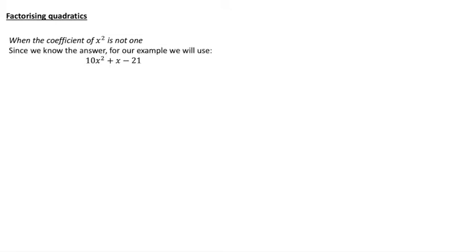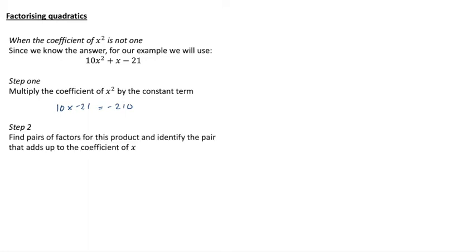Because we know the answer, for our example we're going to use 10x squared plus x minus 21. And we're going to go through the steps. So the first thing we need to do is to find out what alpha gamma was in the old bit 2 minutes ago, and that means multiplying the coefficient of x squared by the constant term. So 10 times minus 21 is minus 210.